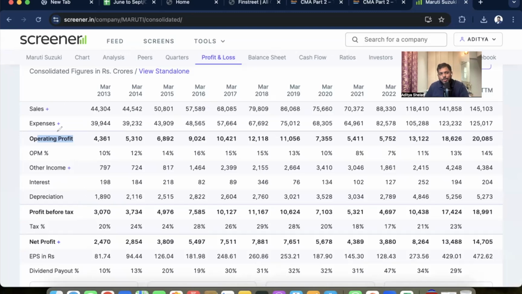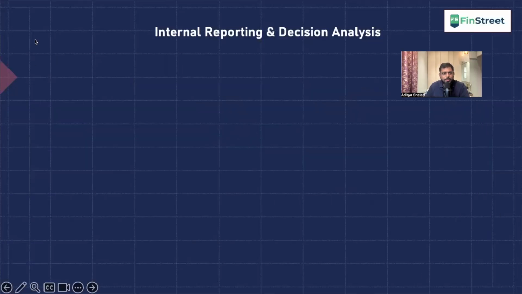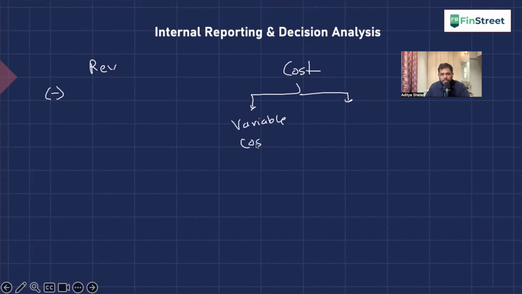But now let's go and deep dive into internal format. And this is something I want you to take note of. This is where our learning starts now. Under internal analysis, we start with revenue. But the next step is we are interested in a very interesting breakdown of cost. There are two types of cost in manufacturing or operations. One is variable cost, and second is fixed cost.